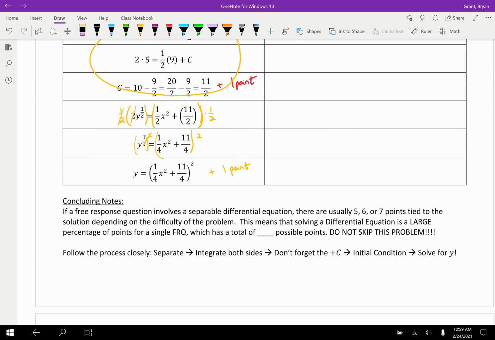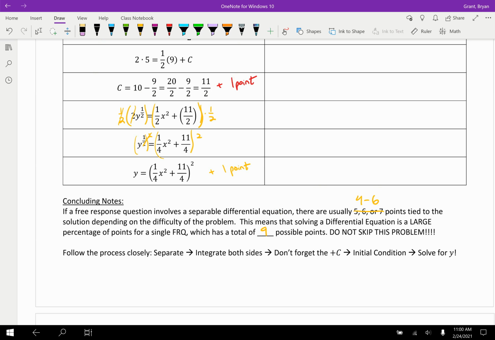Okay, just some concluding notes here. If an FRQ involves a separable differential equation, it's usually 4, 5, 6, 7 would be maybe aggressive. I'd probably say between 4 and 6 points tied to the solution depending on how difficult the problem is. This means solving a differential equation is a large percentage of points for a single free response because there are only 9 total points on a free response. And so if one part of it has 6 out of the 9, honestly, that's all you need to get a 5. I mean, that's pretty wild right there.